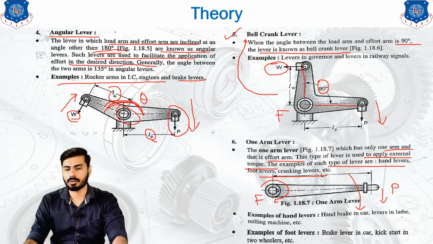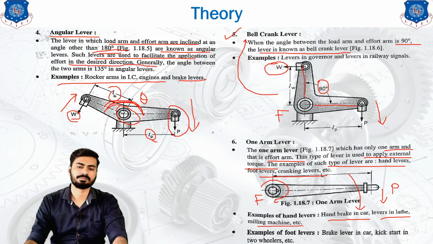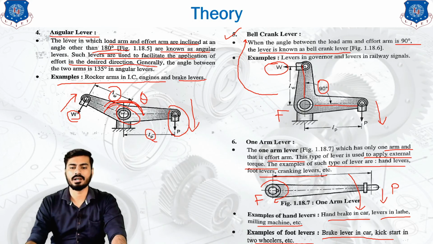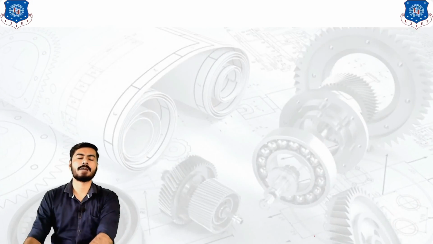Examples of a hand lever are the hand brake in the car, the lever in the lathe, and the milling machine, etc. Examples of the foot lever are the brake lever in the car and the kickstart in two-wheelers. These are the examples based on which you can identify different types of levers.